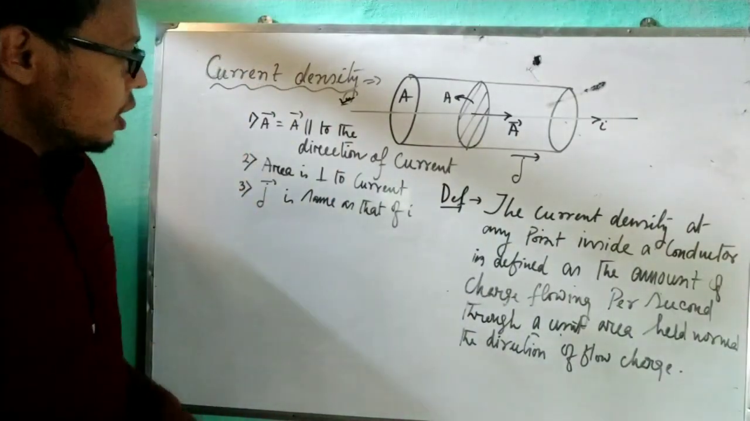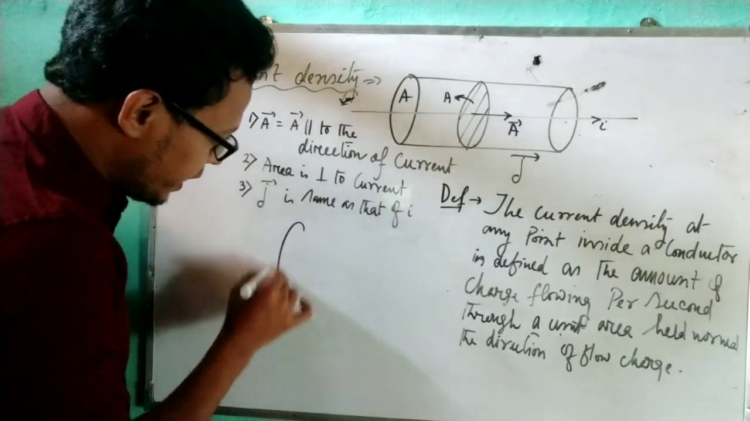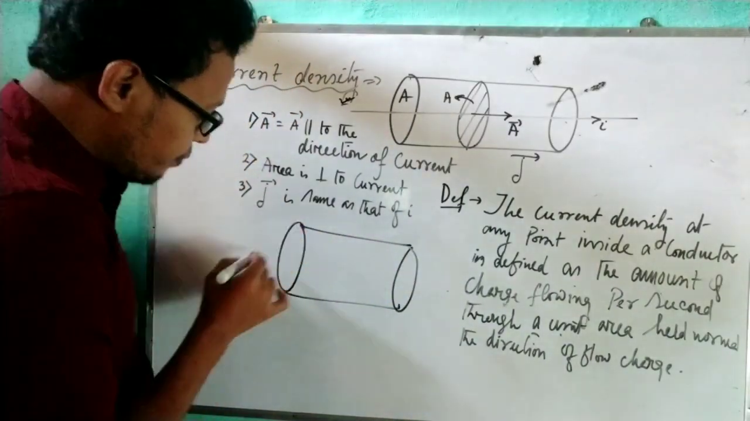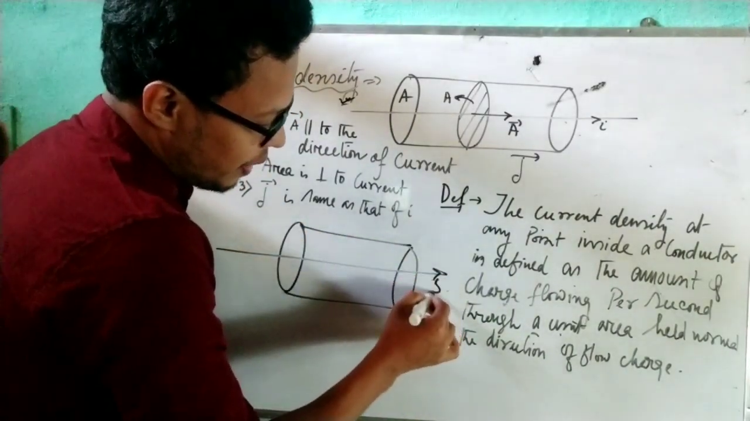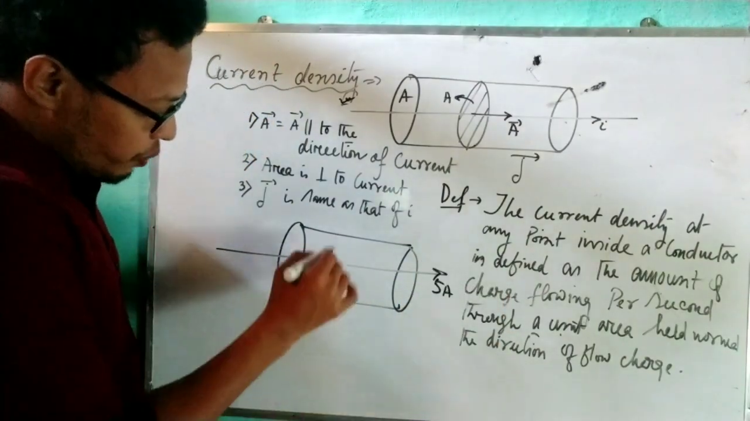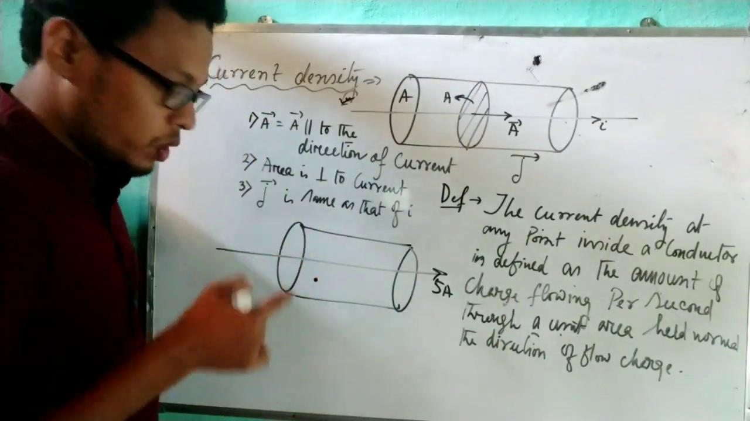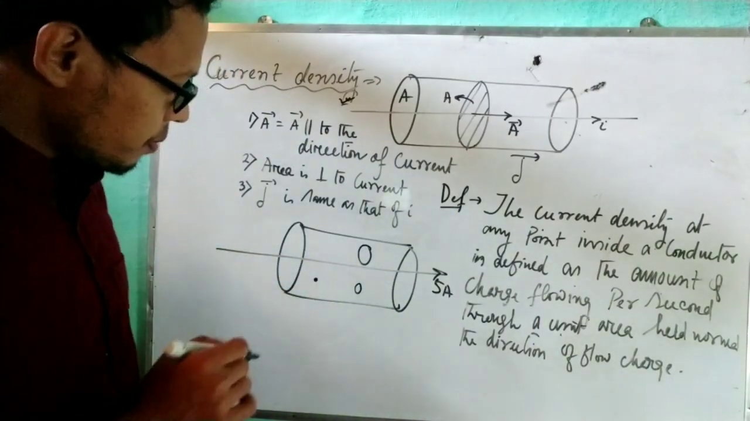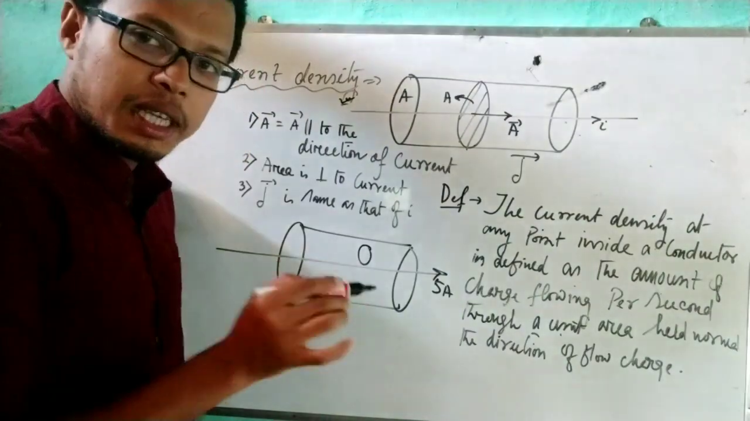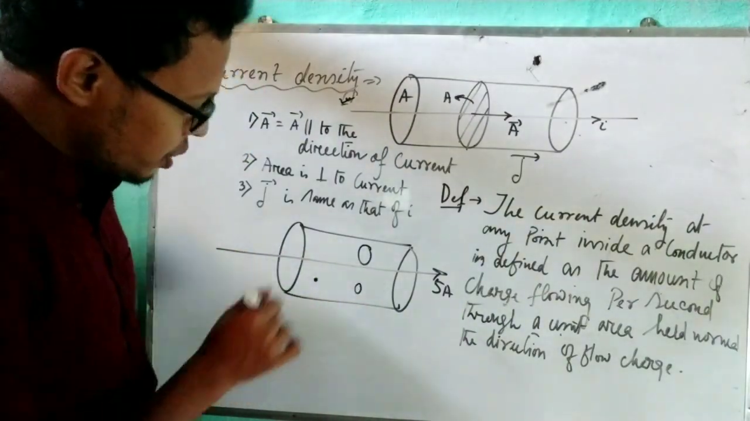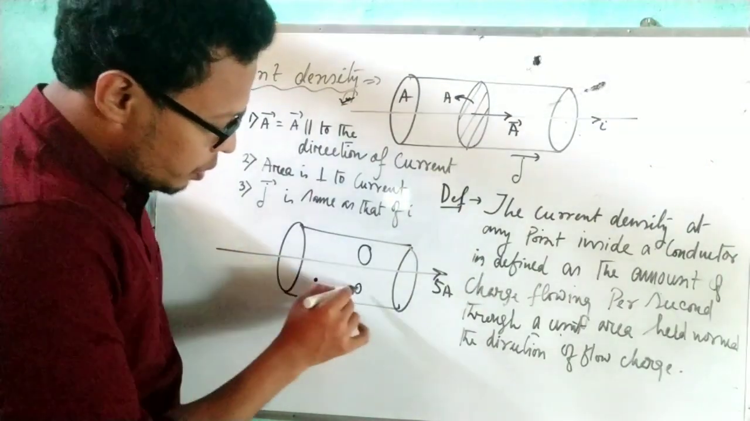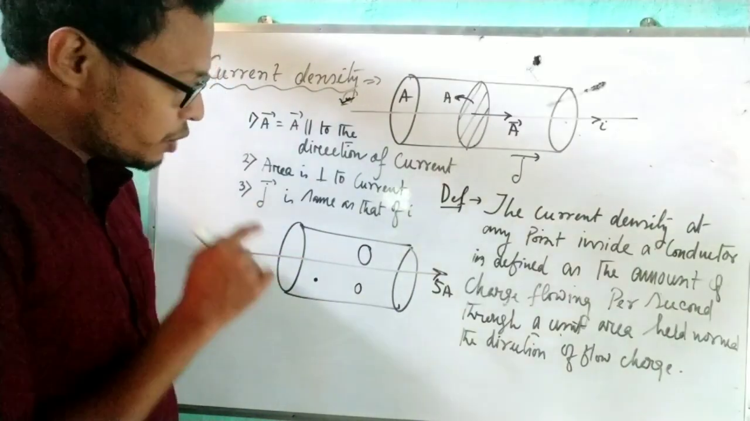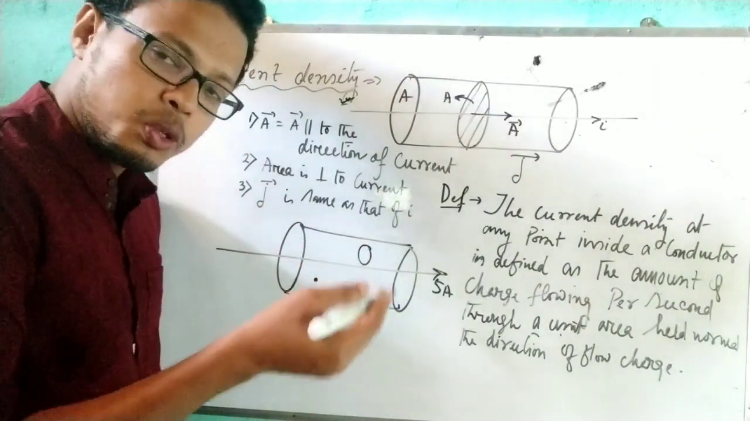Before starting, I will take one conductor. Think about the current flowing through this conductor is 5 ampere. If we take some points of different cross sections here and here, and I ask whether the current flowing through these points is the same or not, your answer will obviously be no. Why? Because the area of cross section of these points is different. That's why the current flowing through these points will also be different.